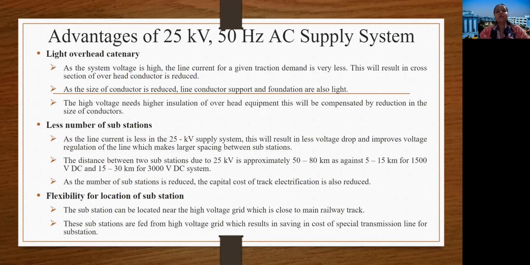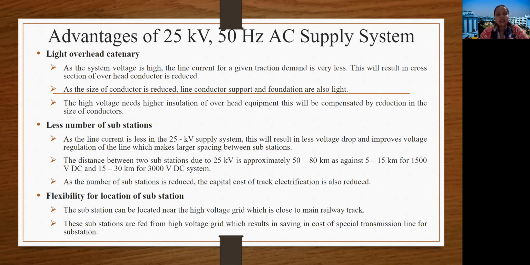Since the cross section of conductor is lesser, the line support will be reduced, and the balancing between requirement of high insulating equipment and the line conductor will balance each other. Okay. Now, less number of substations.